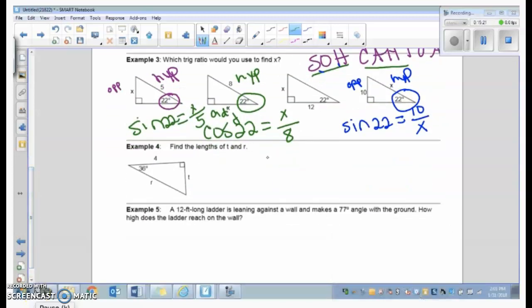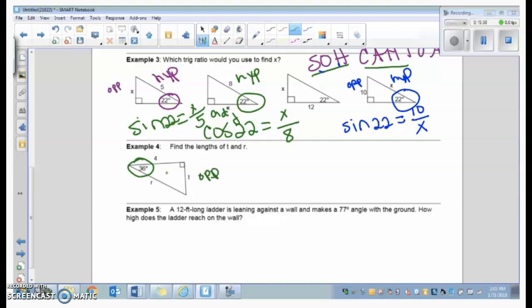We are going to look at an example trig problem where we're going to just be finding some side lengths, and I'm also going to show you how to use your calculator commands. So it asks you to find the length of t and r.